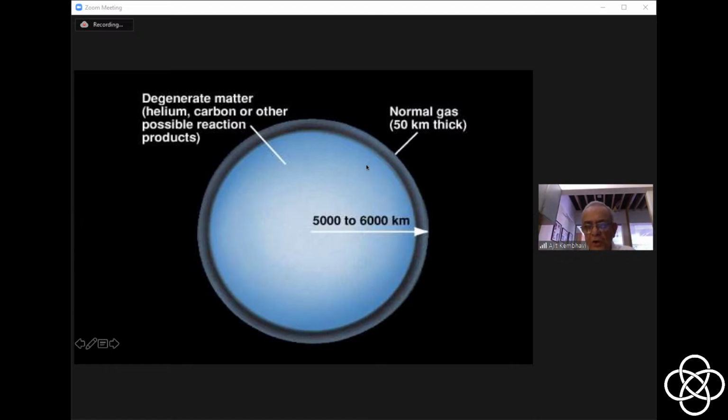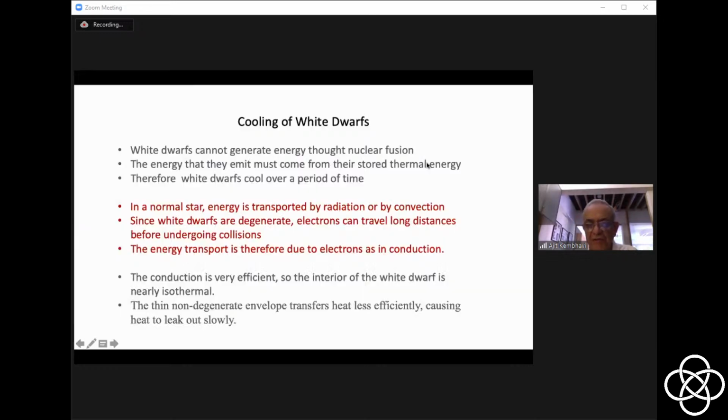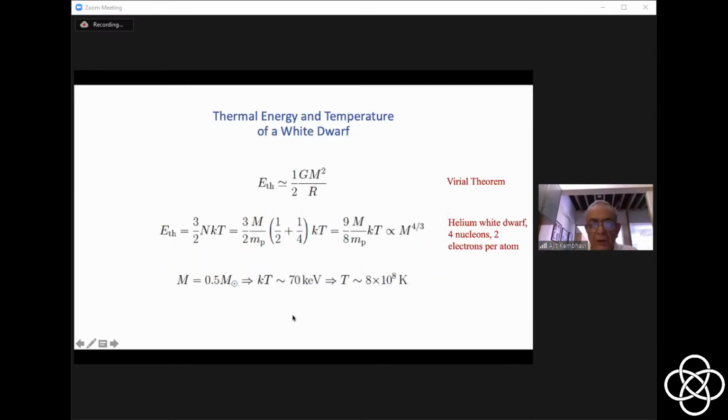So you've got an object at a very high temperature, and the temperature changes very, very slowly inside, so we can take it to be practically constant. But here the temperature falls quite rapidly because it is just a normal gas, it's no longer degenerate, and the radiation occurs from the top, from the surface. Okay, so now let us look at some quantitative statements.